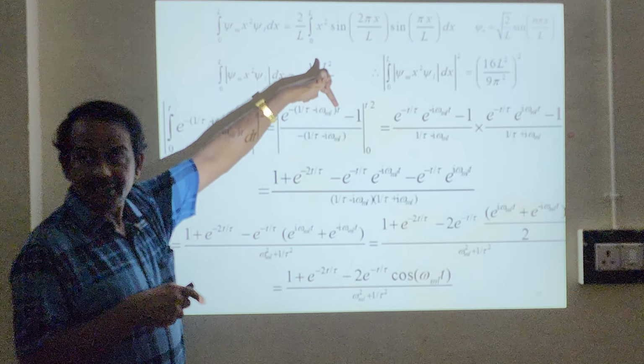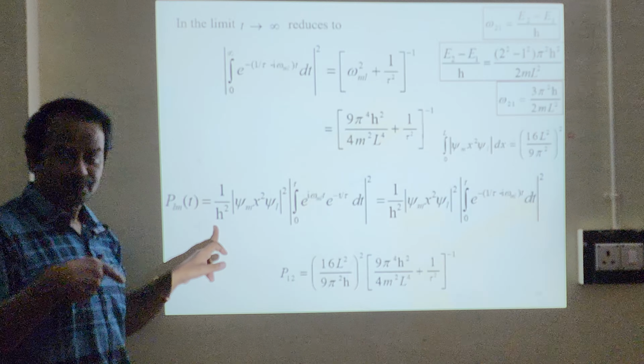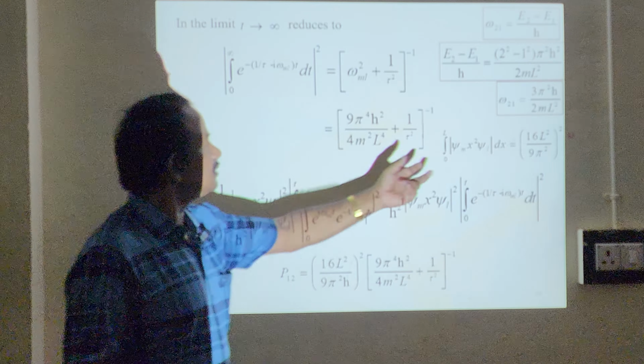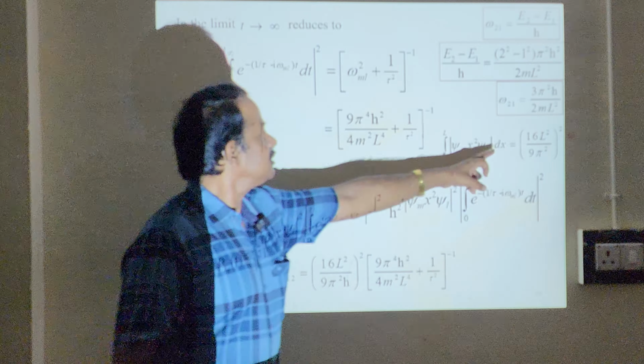So we know that omega ml is given as this expression. Squaring will give you 9 pi to the power 4 h bar squared divided by 4ml to the power 4, plus 1 by tau squared, to the power minus 1. Okay, so we have found out the second integral's expression. The first one is given as this. So multiplying these two will give you your total probability. And of course, 1 h bar squared is outside. We have found out the expression for this, and for this. You multiply these two to give you the final answer.